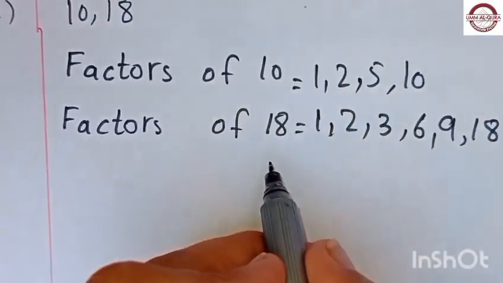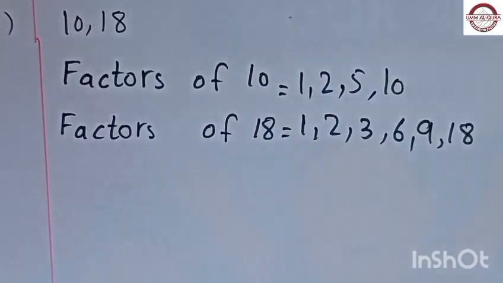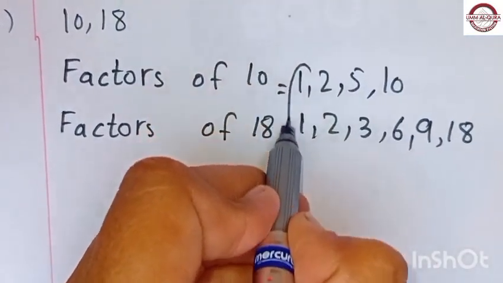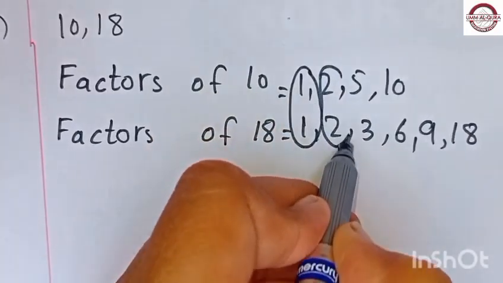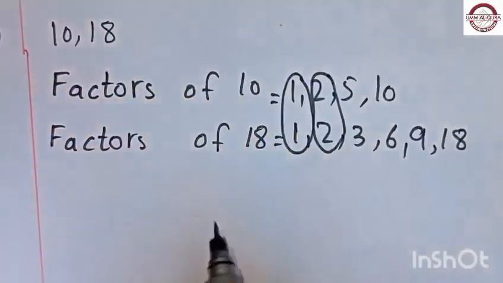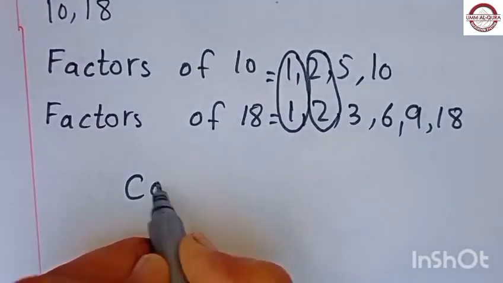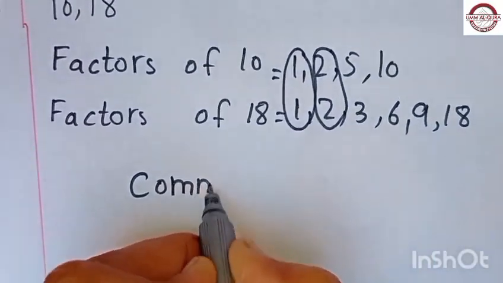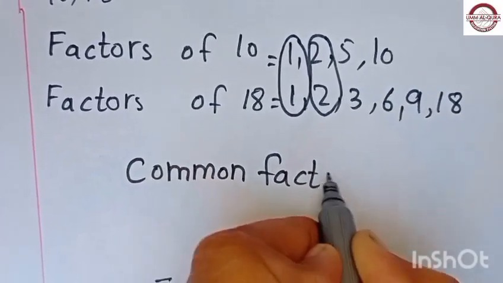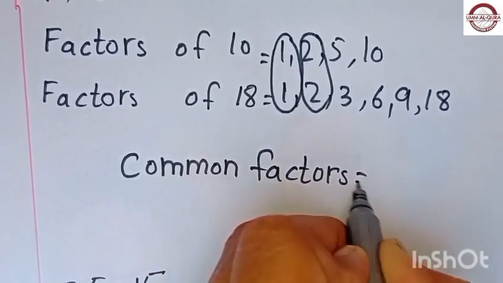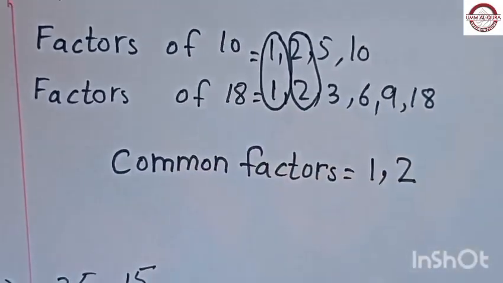Now we'll find the common factors, meaning the same values. 1 is common, so we'll circle the common factor 1. Then the other is 2. These two numbers are common factors. So we will write here common factors: 1, 2. These are the common factors.